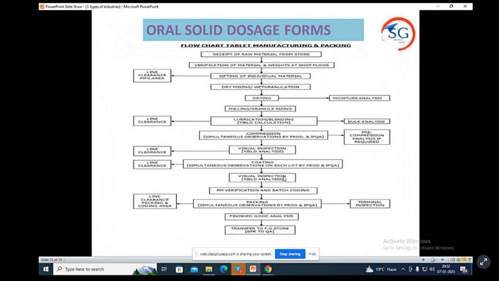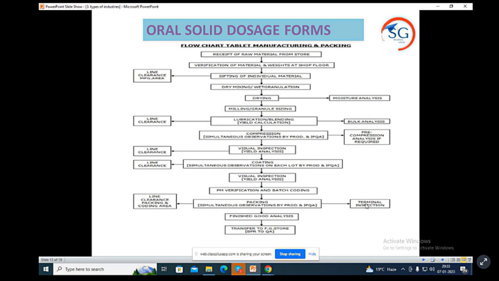The material will be taken to the packaging area. The packing material will be dispensed from the warehouse. This packing material will be verified, and then the necessary batch coding is done. Batch coding means printing the batch number, manufacturing date, and expiry date on the packing material. This should be done after taking the line clearance from the IPQA, and then the packing activity will be done.